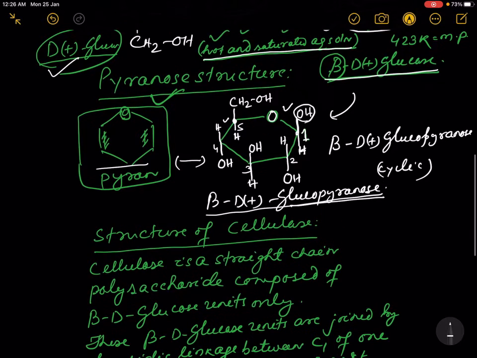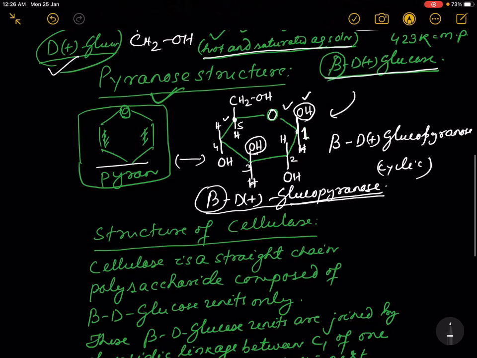In beta D glucose, the OH group at number 1 position is written at the top and H is written at the bottom. In third position, you see OH is written at the top and H is written at the bottom. And other OH groups are written at the bottom positions. So it is easy to remember.